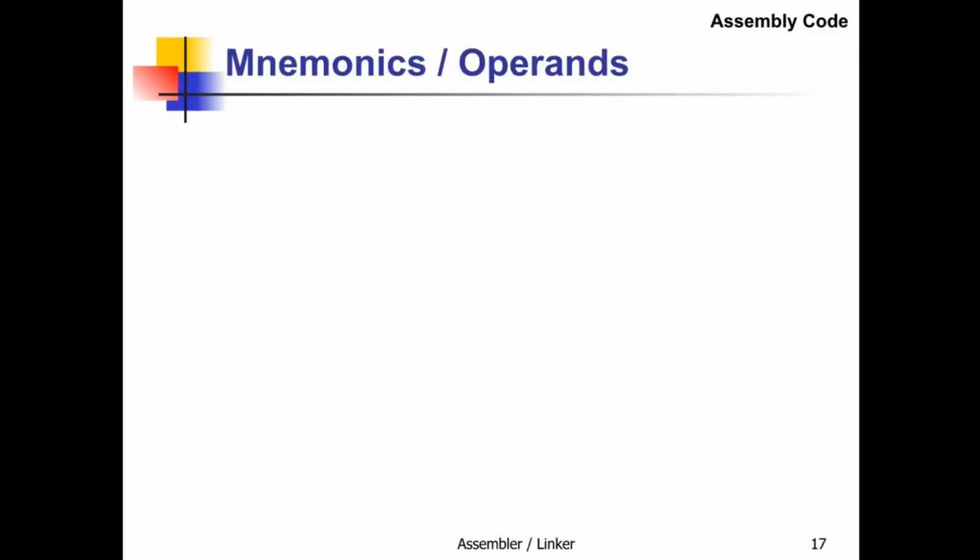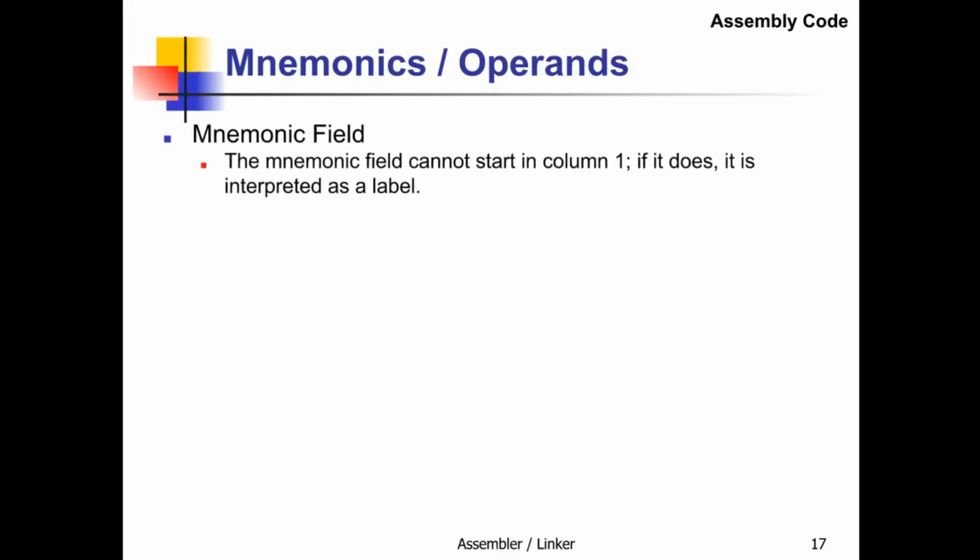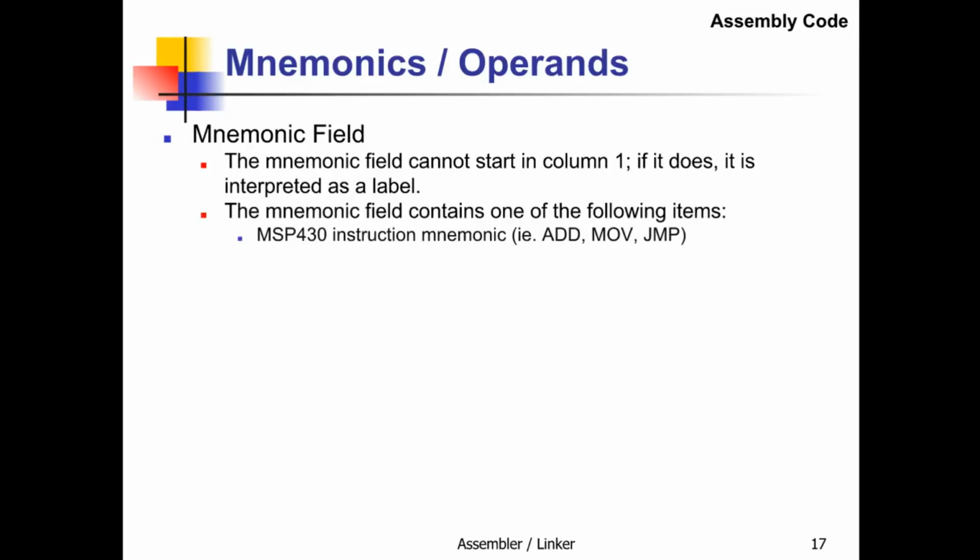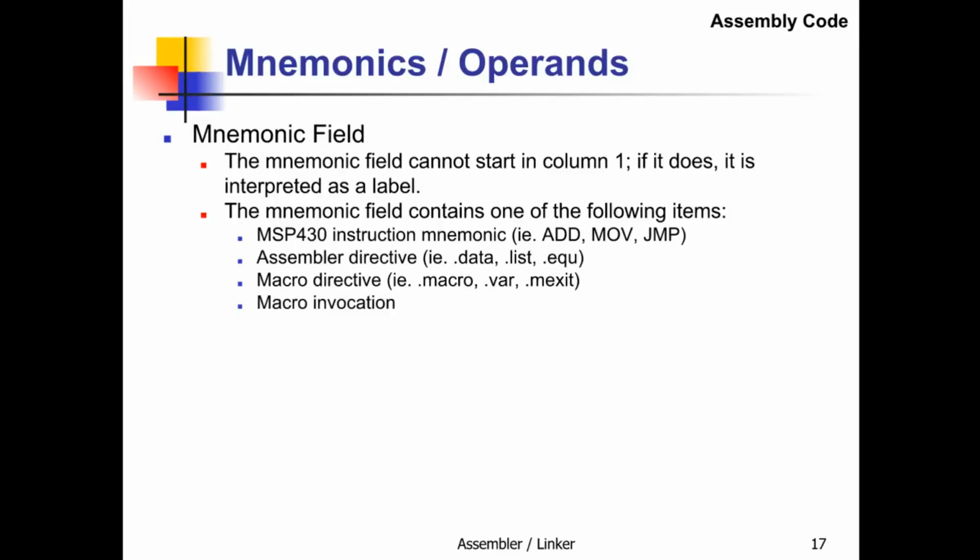So let's look at the mnemonics and operands section of the assembly file. The mnemonic field cannot start in column 1. It's interpreted as a label if it does. The mnemonic field contains one of the following items: an MSP430 instruction mnemonic, like add, mov, jmp, or whatever; an assembler directive like .text, .data, .list, .equ, .cdecls, whatever; a macro directive, .macro, .var, .mexit; or a macro invocation.